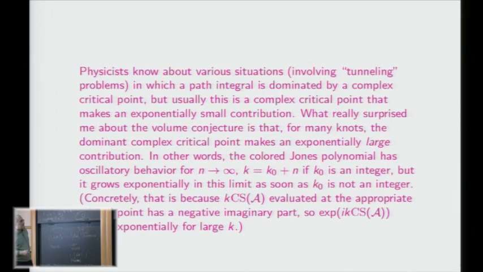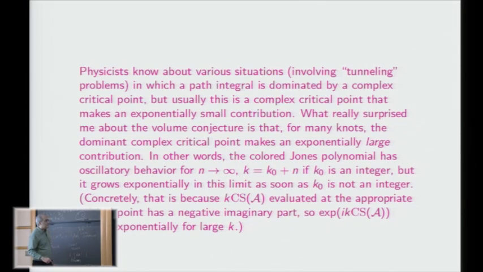Now, physicists know various situations in which a path integral is dominated by a complex critical point. But usually this is a complex critical point that makes an exponentially small contribution. There's a good reason for that. You're computing quantum mechanical probability amplitudes, but probabilities can't be bigger than 1. So a critical point can make an exponentially small contribution, but it can't make an exponentially big contribution.